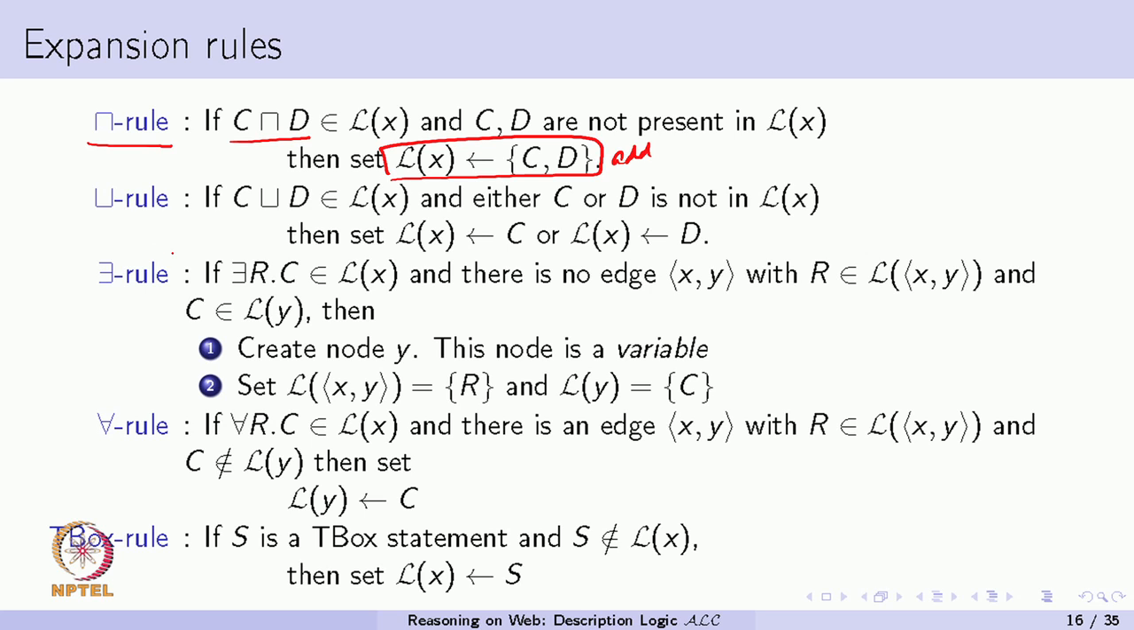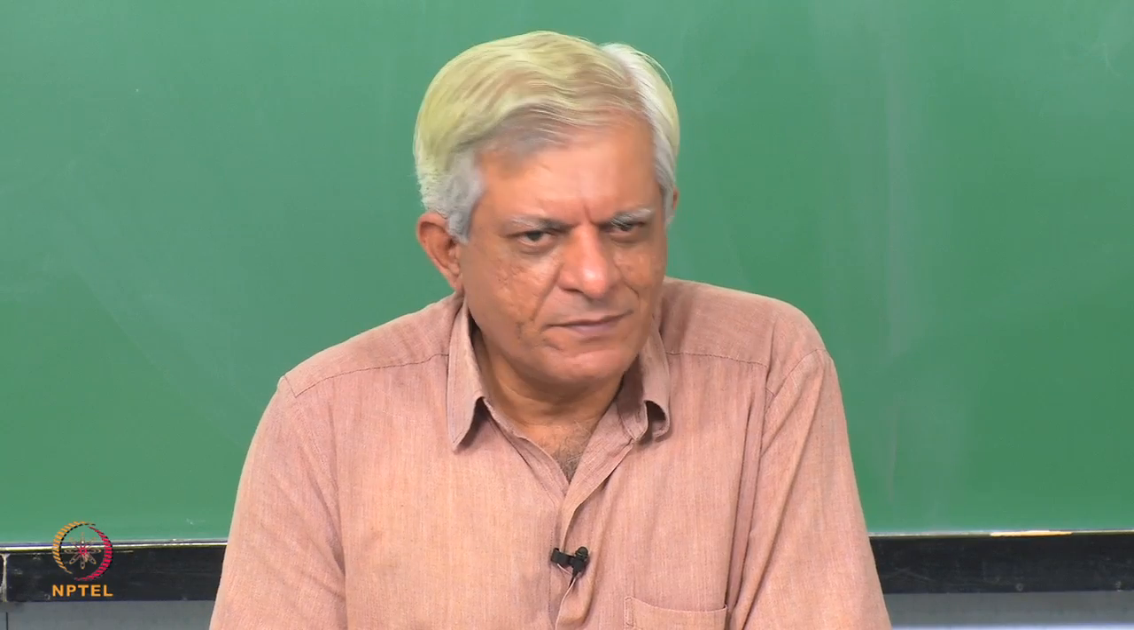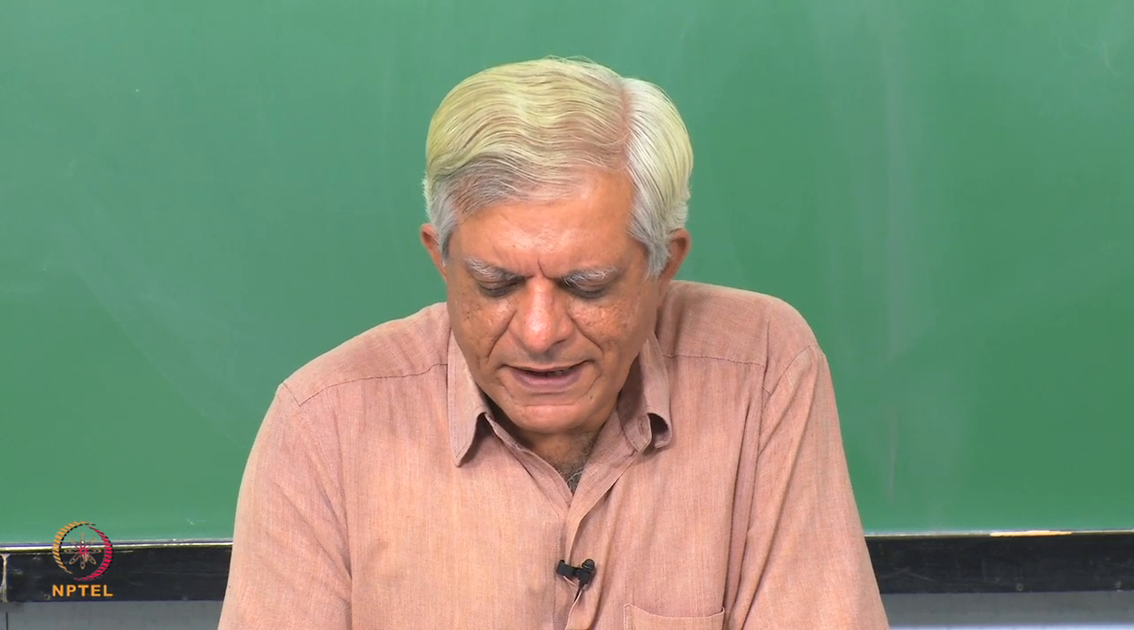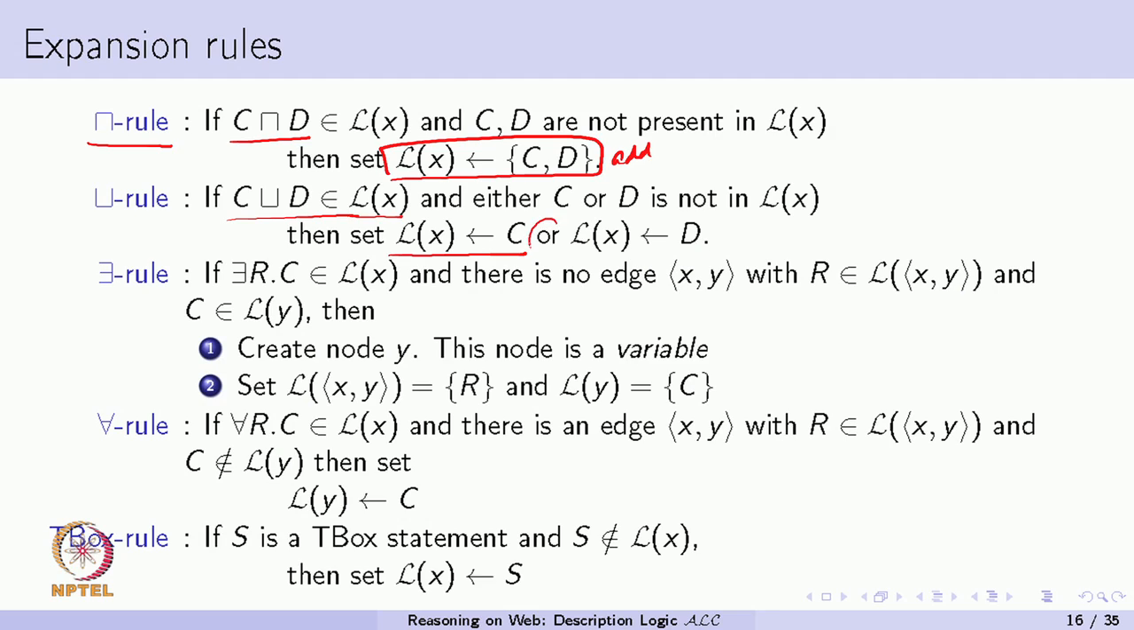The OR rule says that if you have C union D in the label of x, then you have actually a choice point essentially, because it can either belong to C or it can belong to D or it can belong to both, of course. So, you either add C to the label of x or you add D to the label of x. So, you can see that this will create a branch like this, where either the left hand side could be a model or the right hand side could be a model, but if both are not models or if both are closed in some sense, then we can say that the original thing is unsatisfiable.